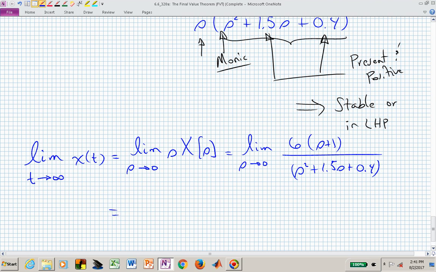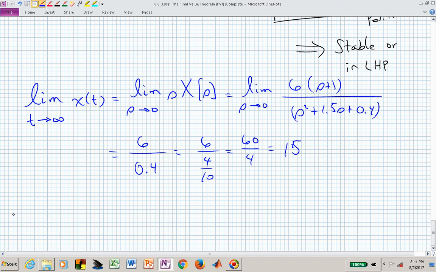Upstairs, we have 6 times 1, or 6, when s goes to 0. Downstairs, we have 0.4, or 4 over 10, or now we have 60 over 4, and 15 goes into 60 4 times. So in fact, x goes to 15 in the limit as t goes to infinity.